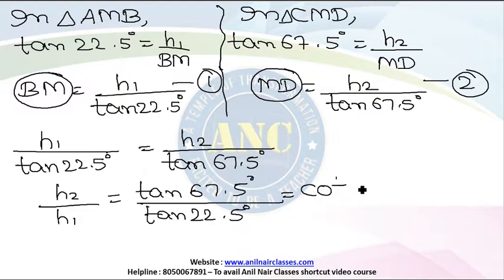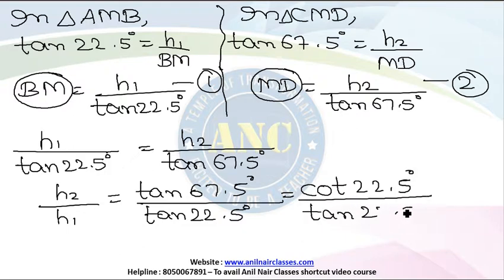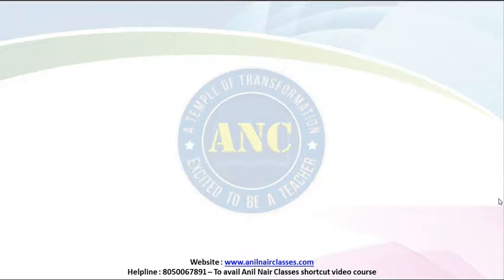Tan of 90 minus 22.5 is cot 22.5 divided by tan 22.5. Further, if I simplify, this is nothing but 1 divided by, already tan 22.5 is present in the denominator. Cot 22.5 is nothing but 1 by tan 22.5. So we will end up getting tan square 22.5 degrees. So H2 divided by H1 is 1 divided by tan square 22.5.